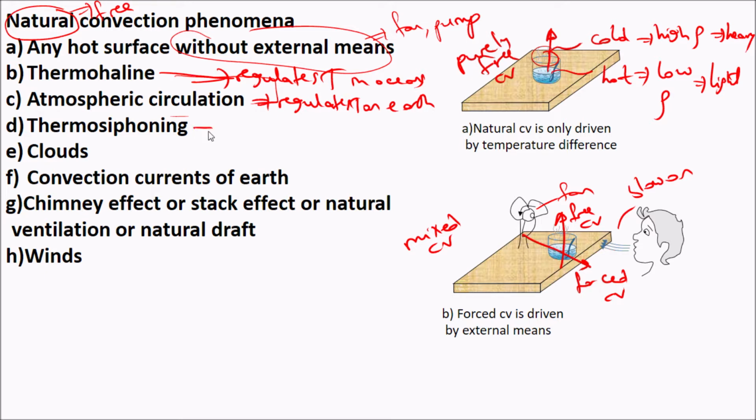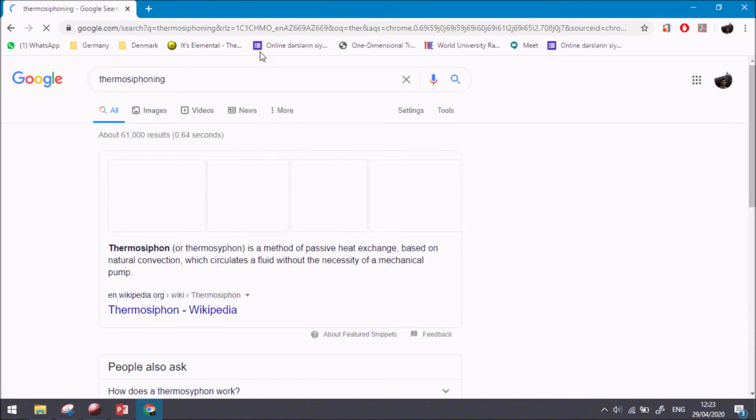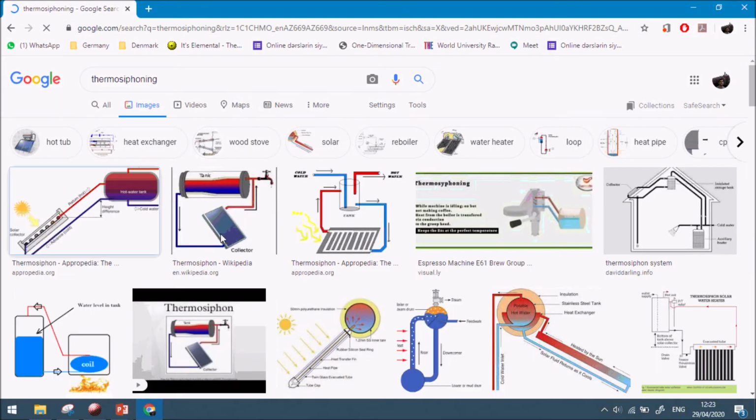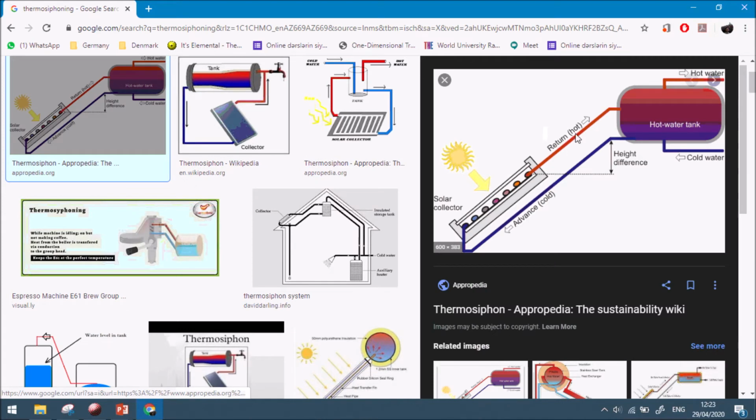Another application is thermosiphoning. Thermosiphoning is mostly used in solar collectors. I can show you thermosiphoning here. You can see here, this one is the thermosiphoning. Here you have the hot fluid. This hot fluid rises and is replaced with cold fluid, and the cold fluid falls.